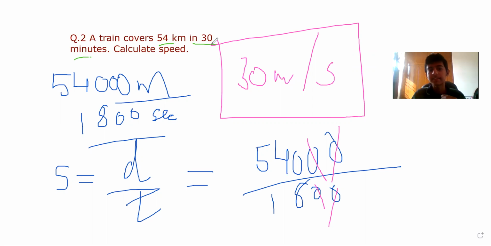This is our final answer. So the answer is 30 meter per second. If you want to write in kilometer per hour also, you can write by multiplying by 18 upon 5. So in this manner, we have solved this numerical.